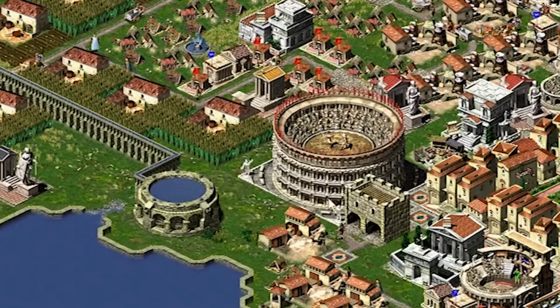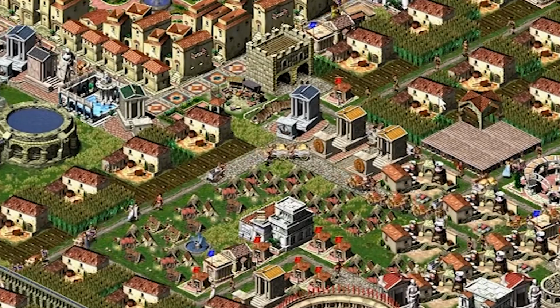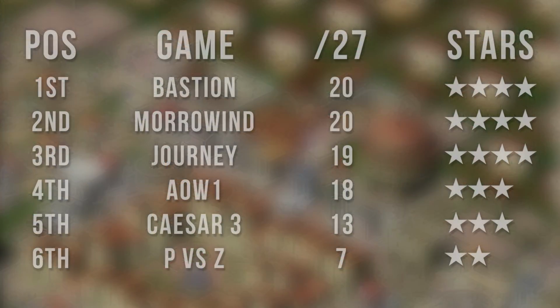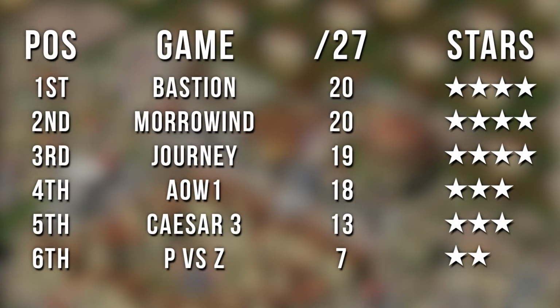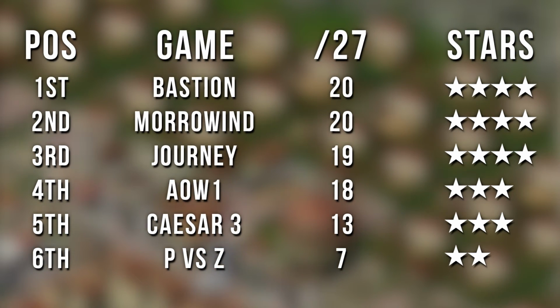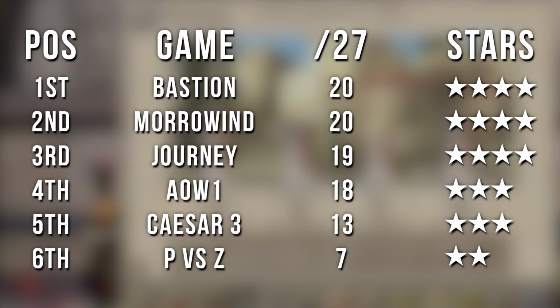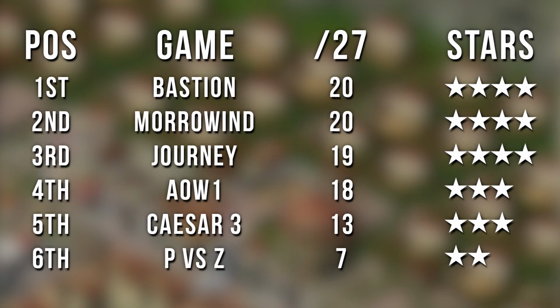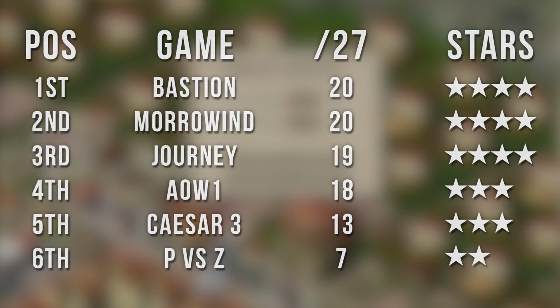Now, I ran some games through my rating system and this is how I subjectively scored them. We came in with Bastion at 20, tying with Morrowind at 20, Journey at 19, Age of Wonders 1 at 18, Caesar 3 at 13, and Plants vs. Zombies at 7. But like I mentioned in the other video that you should totally watch, just because something is considered better doesn't mean that it should be consumed more often.